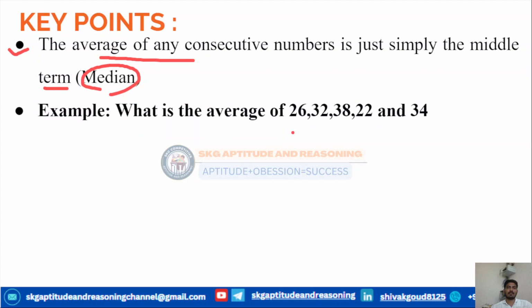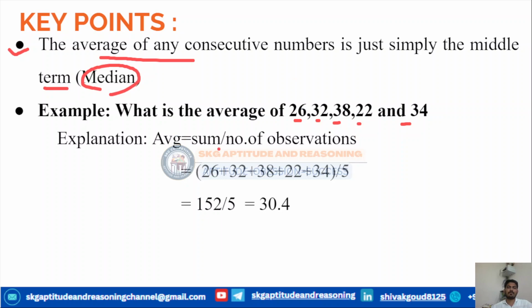Let us consider an example here. What will be the average of 26, 32, 38, 22, and 34? By definition, average equals the sum divided by the total number of observations. So we need to add all these values, and there are 5 observations present. After adding all these values we get 152, and the number of observations is 5. So we get the answer as 30.4. This is by the general method, using the formula approach.